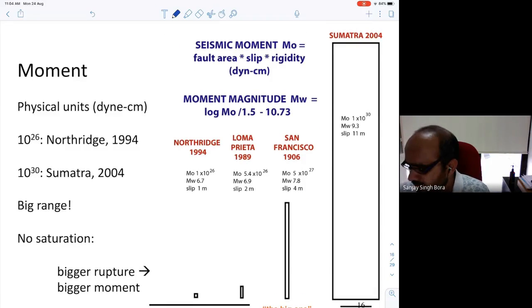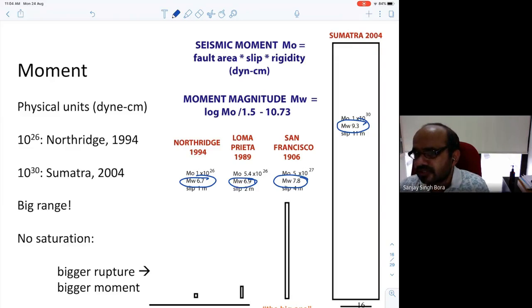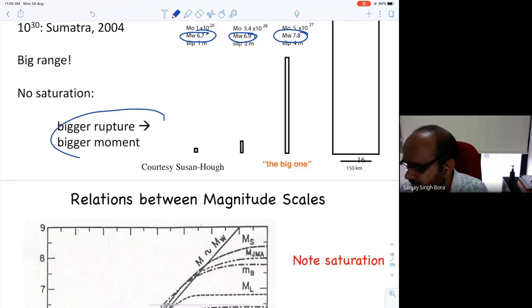And now you can see that MW is 9.3 for this Sumatra earthquake. For the San Francisco earthquake, it was 7.8, 6.9, 6.7. So it never saturates, because how can it saturate? You are computing it from the source dimensions, M0, which is based upon the source dimension. And you can compute it from the seismogram also. So the bigger the rupture, the bigger the moment.